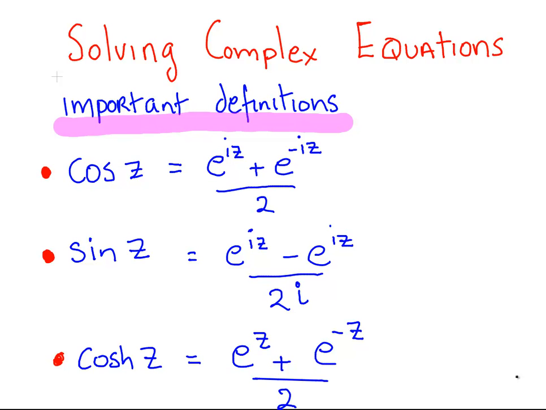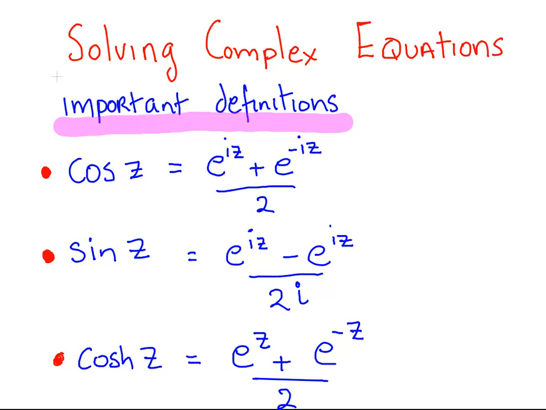Okay, this is the second example of solving complex equations. I'm using the same template as I did for the previous example. In this case, we're going to be mindful of the definitions that we have there. Again, cos z equals e to the iz plus e to the minus iz, all over 2. That's cos of z, and there is an equivalent expression for sine of z.